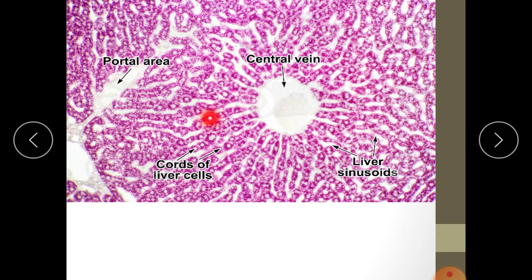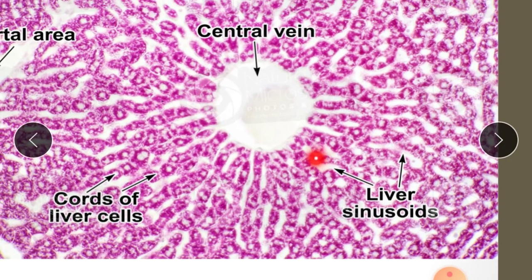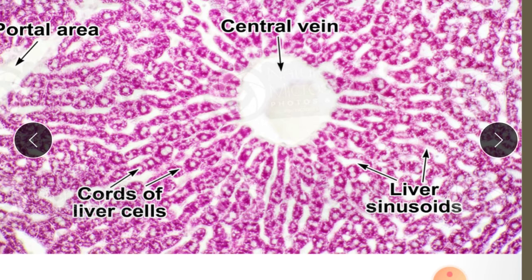These are cords of liver. Between the cords of liver, gaps are present. Can you see the gaps? These gaps are sinusoids, liver sinusoids. In the liver sinusoids, von Kupffer cells are there. Von Kupffer cells kill the pathogens that enter into the liver.